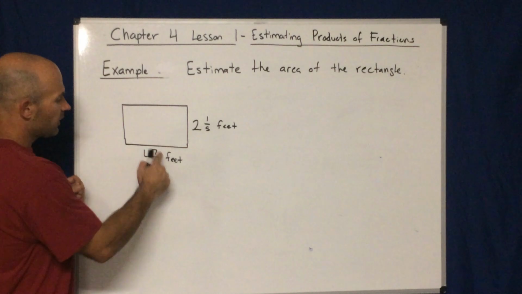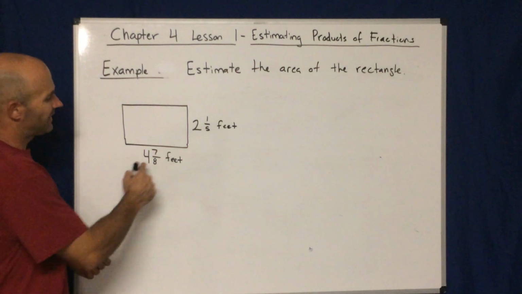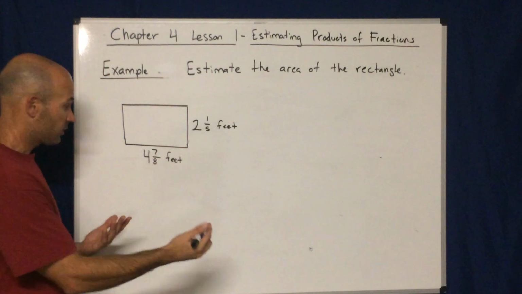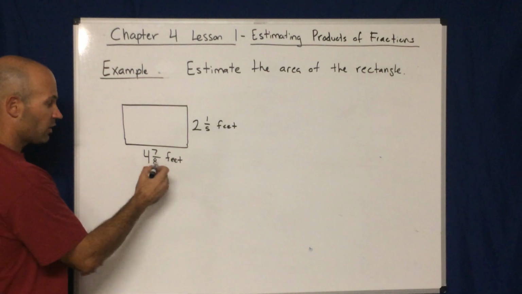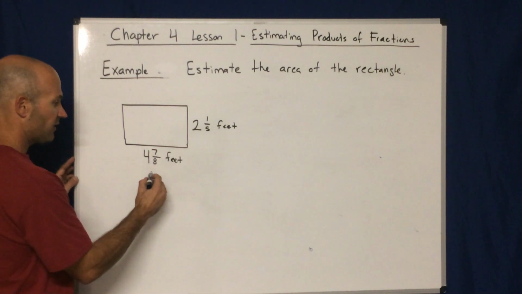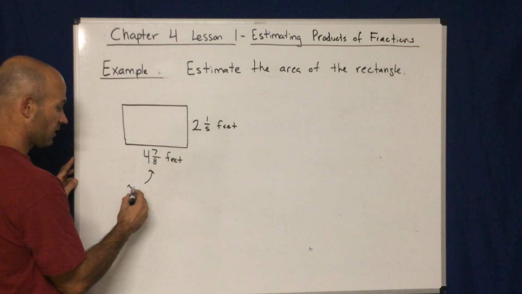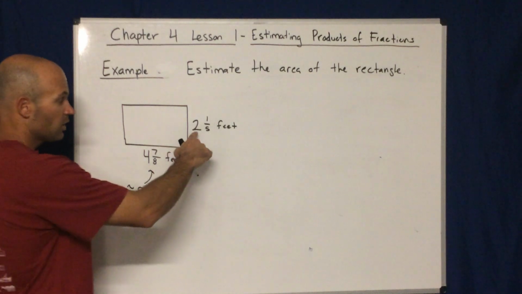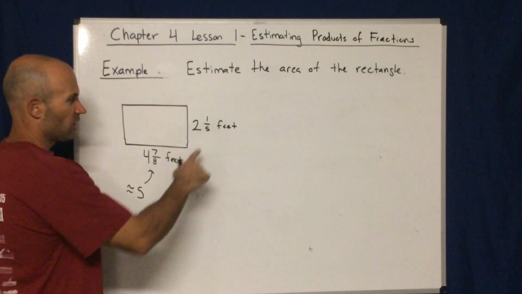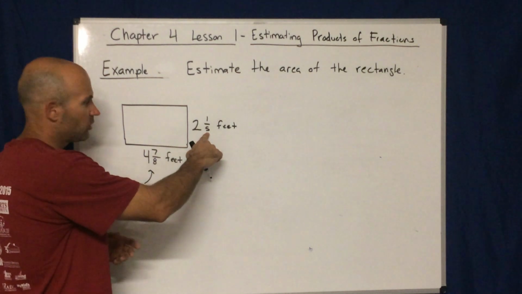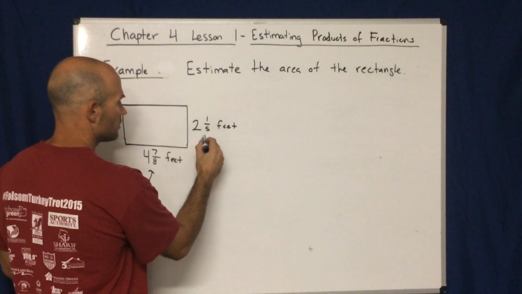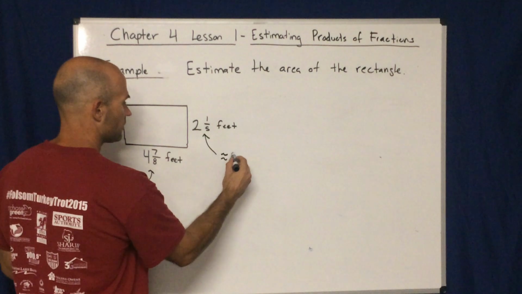So I see 4 7/8 feet. 7 over 8 is going to be pretty close to 1. If you want to draw it on the number line, you can. But this 7 over 8 will be really close to 1. So I'm going to estimate 4 7/8 by 5. 2 1/5, on the other hand, 1/5 is actually pretty close to 0. It's fairly close there. So I'll estimate 2 1/5 as being roughly 2.